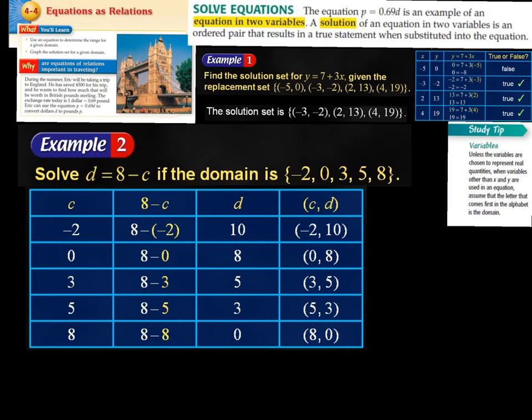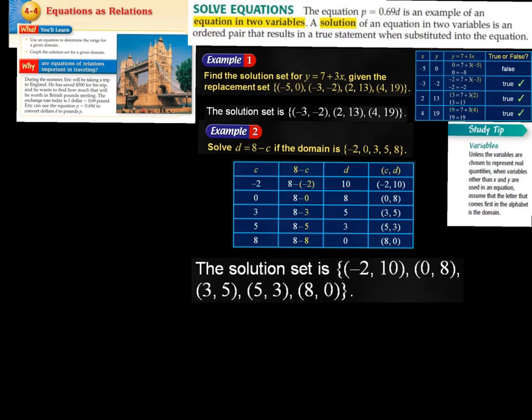So they gave us the C values, the domain, and if we substitute in, 8 minus -2 is 10, so we'd get the ordered pair (-2, 10). 8 minus 0 is 8, so we get the ordered pair (0, 8). 8 minus 3 is 5, we get the ordered pair (3, 5). 8 minus 5 is 3, so our ordered pair is (5, 3), and 8 minus 8 is 0, so we have the ordered pair (8, 0).